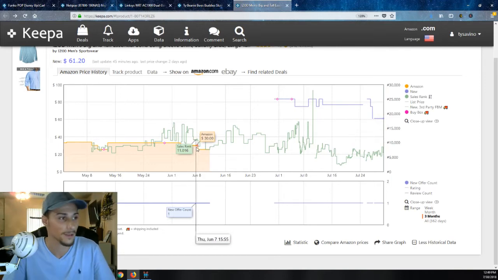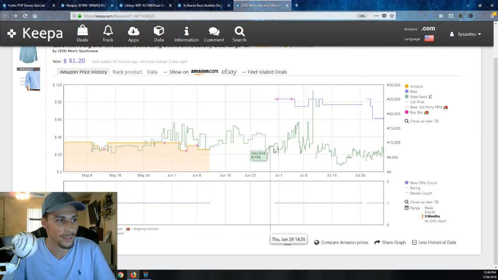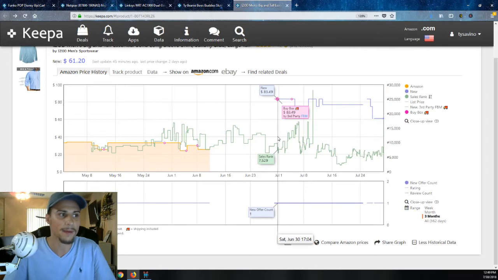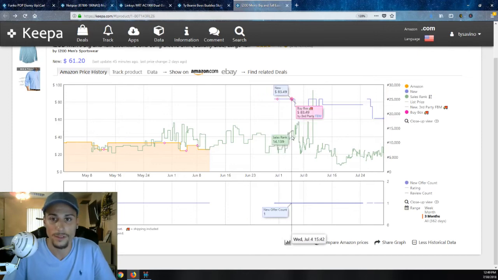It's just staying the same. So as you scroll over though, this is so unhealthy right here. I don't ever want to see this, like no new offer count or anything like that. And then bam, the buy box. Now this shirt is getting sold for $83.49 by fulfillment by merchant. And then if you scroll over just a little bit more, it's fulfilled by merchant again.